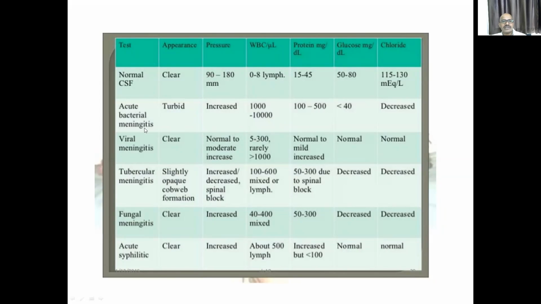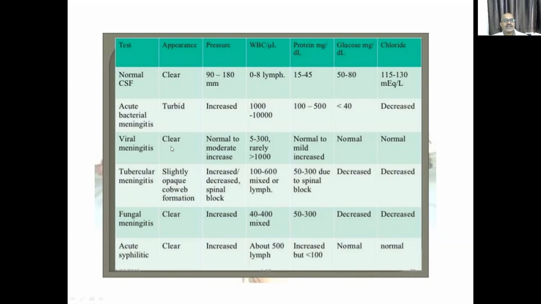In bacterial meningitis, the CSF protein is elevated. In acute bacterial meningitis and tuberculous meningitis, the protein is elevated and the CSF glucose is decreased.